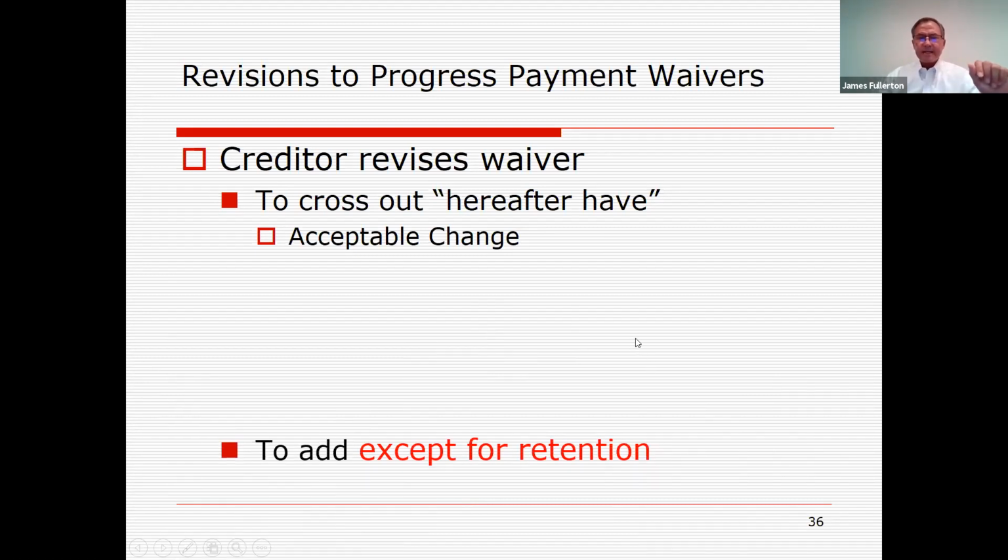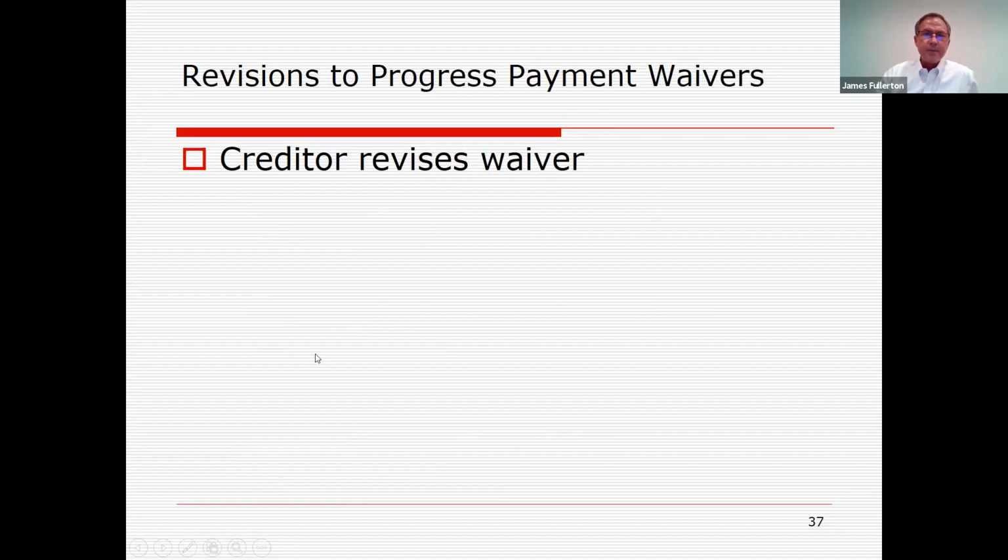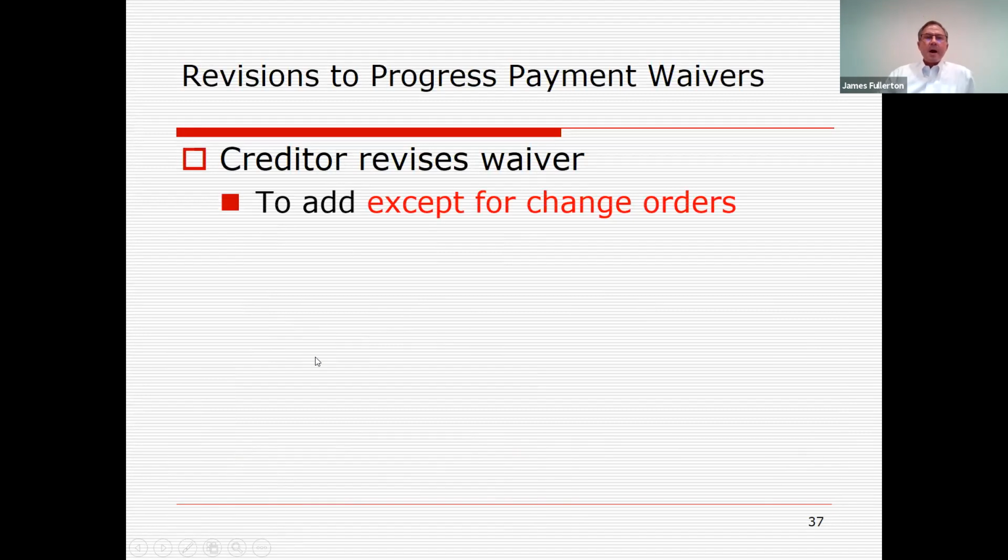You have to agree to let them change except for retention. You have to let them change waiving rights for labor and materials supplied through today, and let them add an effective date, whatever date this requisition is for. That's an acceptable change. But what if you revise a waiver to say, except for change orders, as I've advised you to do? That's what I think you want to do.